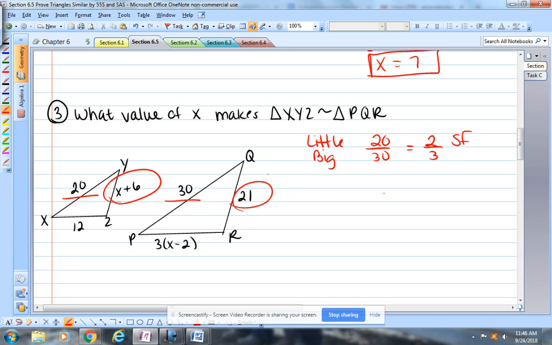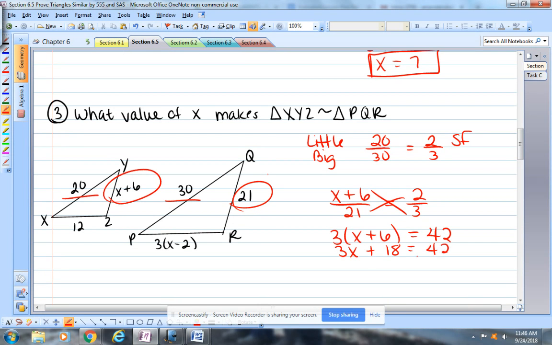So if I'm doing little over big again, I will say x plus 6 over 21 equals the scale factor 2/3. Again, you could use 20 over 30 if you prefer. Cross multiply. 3 times x plus 6 equals 42. And then I'm going to distribute. 3x plus 18 equals 42. I subtract 18 on both sides. I'm getting 3x equals 24. Divide by 3 and x equals 8.